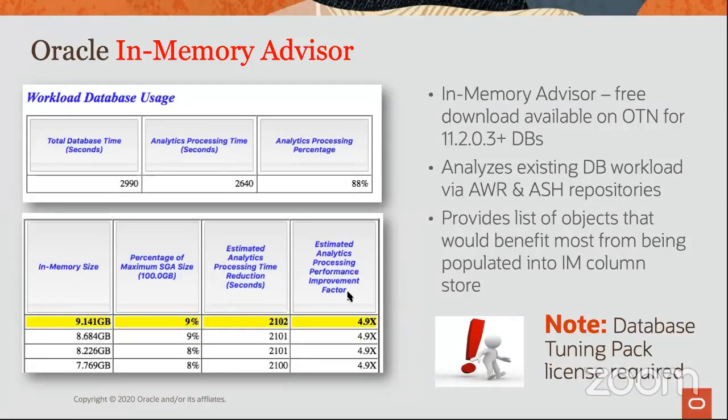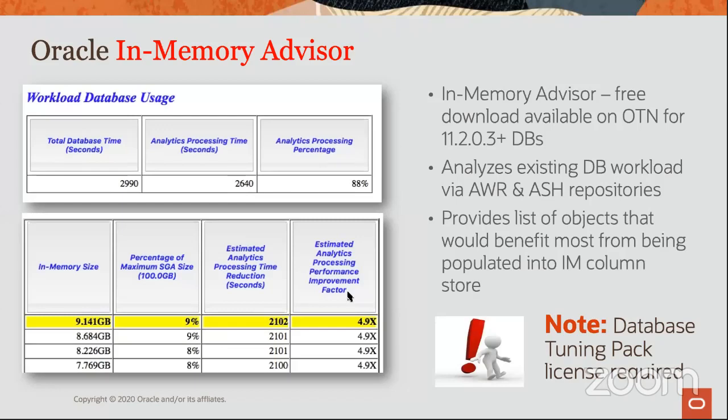You don't have to have database in memory enabled. You don't have to install 12.1.0.2 or higher. You can literally download the in-memory advisor off of OTN or Oracle.com. It actually takes you to a MOS note where you can download the software, and there are several PDFs or white papers that describe all the details of not only installing it, but interpreting the output. The bottom line is you can actually take a look at your processing in your environment and say, hey, would database in memory make sense? And so that's pretty cool.